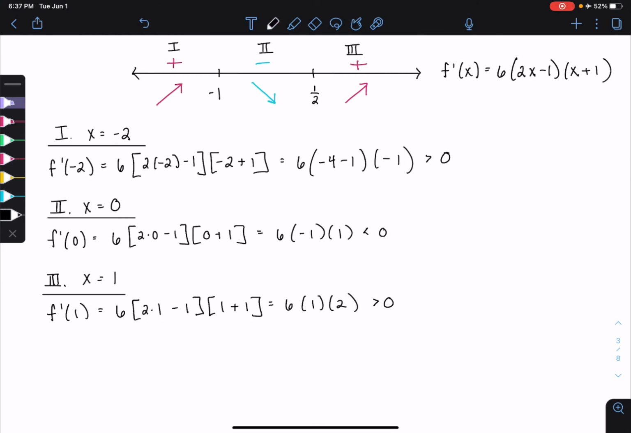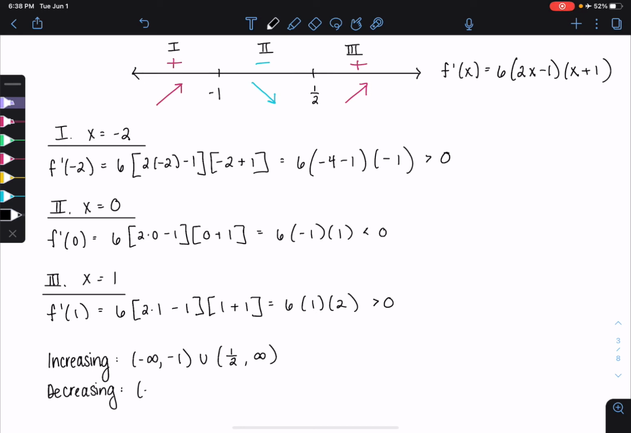So utilizing all this, my function is increasing on the interval from -infinity to -1, and then also from 1/2 onward. And it's decreasing between -1 and 1/2.